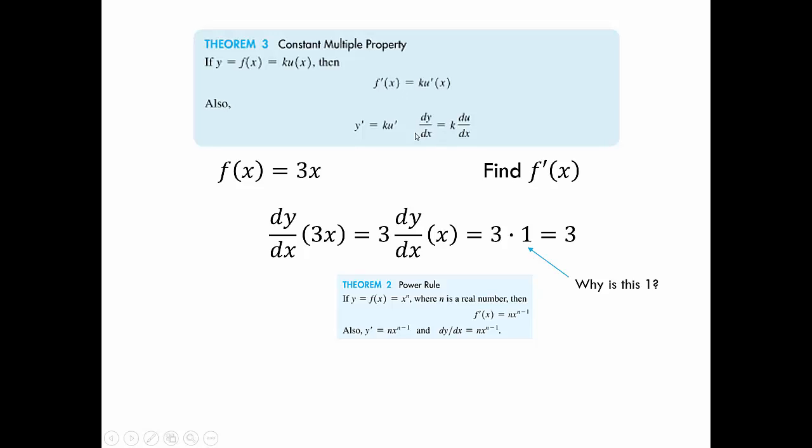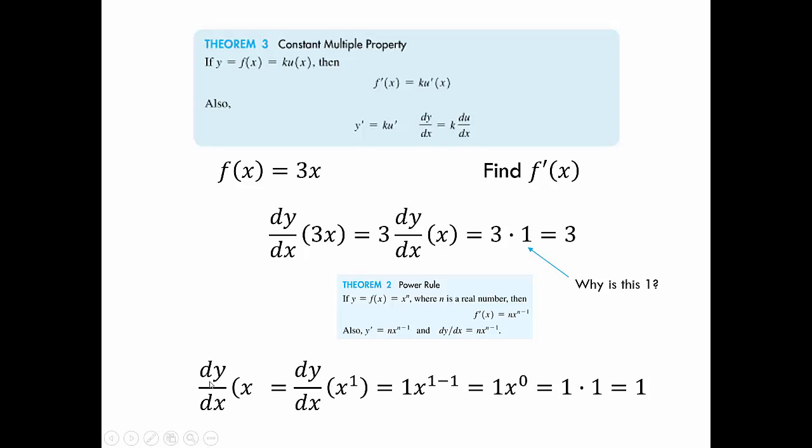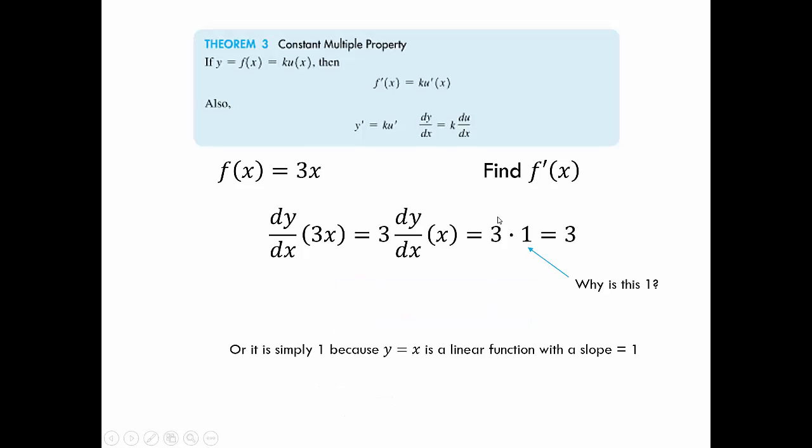Now the constant multiple property says you can take that constant and pull it out front here, and then all you have to do is take the derivative of x. So why is this 1? Well, if I look at the derivative of x, remember that's x to the first power. The power rule says to bring the 1 down, subtract 1, so I get 1 times x to the 0. Well, anything to the 0 power is 1. This is just simply 1 because this is linear, and that's 1x there, and that would give you your slope, which is 1.